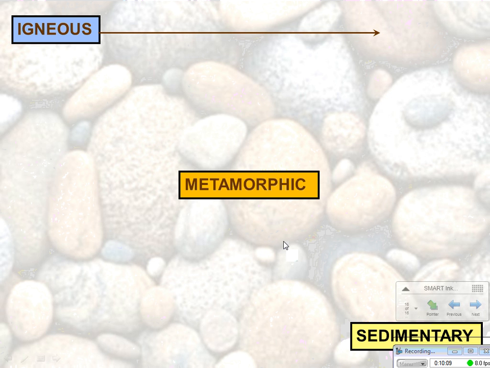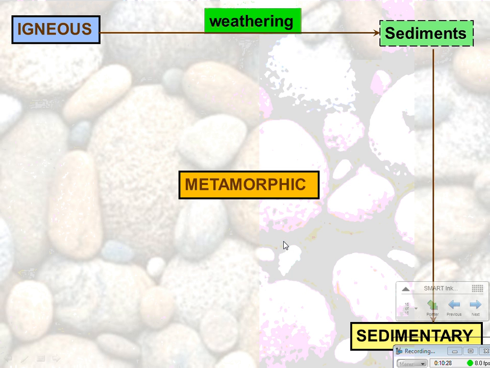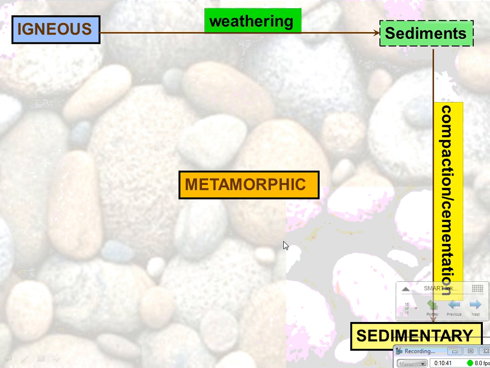Now, if we have an igneous rock, we're going to change that igneous rock. We're going to weather that igneous rock, and we're going to break down the igneous rock into sediments. And once we have those sediments, we're going to make a sedimentary rock out of sediments. Make sure you can put that together. You got sediments, you're going to be making a sedimentary rock. And in order to make that sedimentary rock, you're going to need to compact and cement those sediments together into that sedimentary rock.